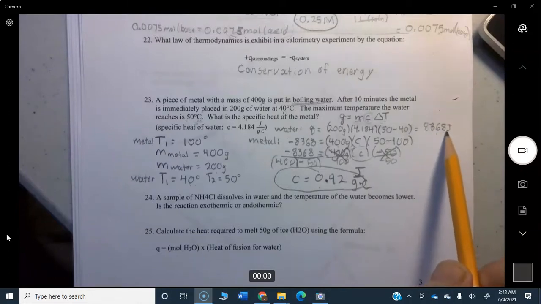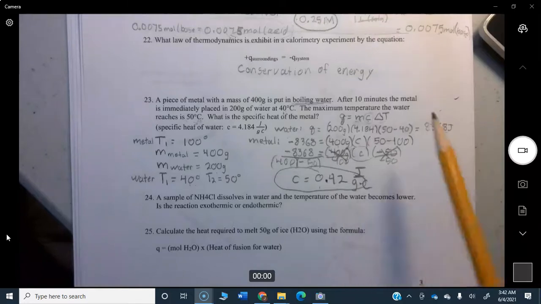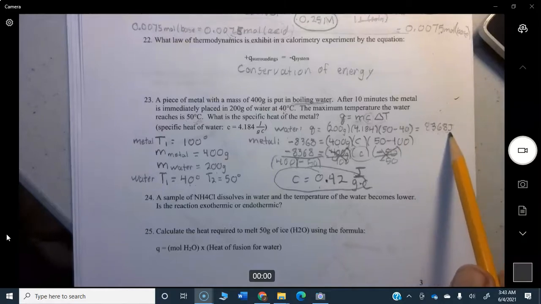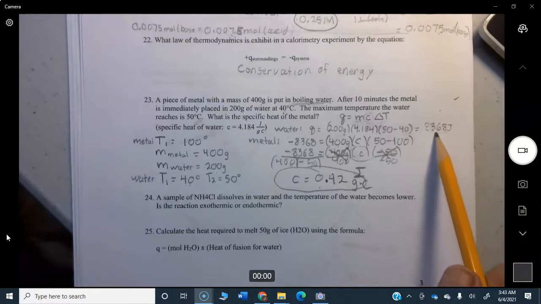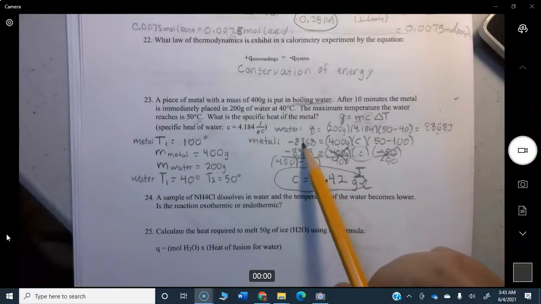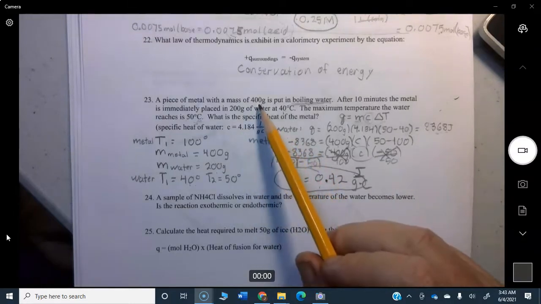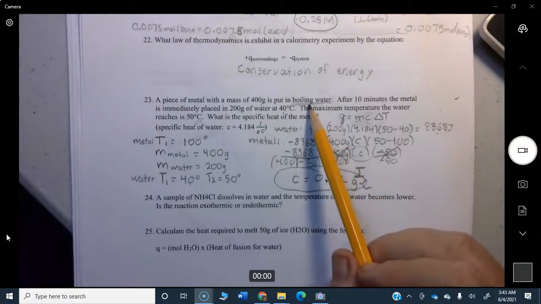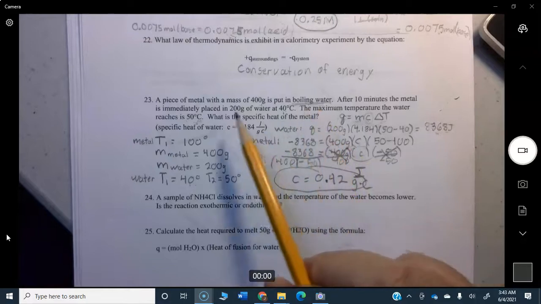That means that's the same amount of heat. Q system equals negative Q surroundings, or vice versa. The numbers are the same though. So that's the heat coming out of the metal. Now we compute for the metal. That's the heat coming out. We have 400 grams of metal, and the temperature went from boiling, which is 100 degrees, the temperature of boiling water, down to 50 degrees.